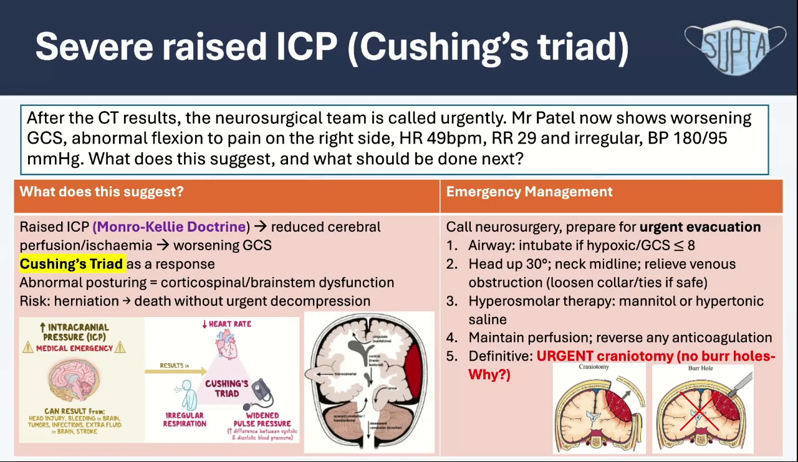Subfalcine herniation is when the brain tissue is pushed under the falx cerebri. The falx cerebri is the bit that separates the two cerebral hemispheres. Subfalcine herniation may compress the anterior cerebral artery, which is quite important to know, so weakness can be more prominent in the leg.